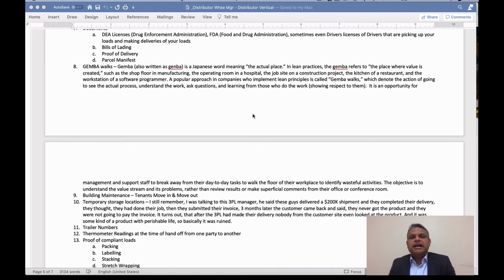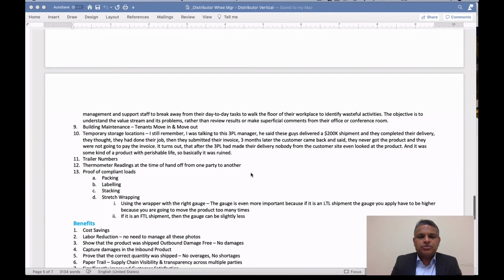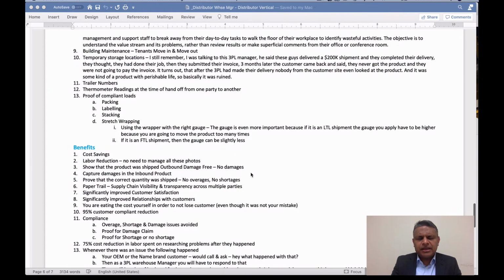Which denotes the action of going to see the actual process, understand the work, ask questions, and learn from those who do the work, right? Showing respect to them. It's an opportunity for management and support staff to break away from their day-to-day tasks to walk the floor of their workplace to identify wasteful activities, right? The objective is to understand the value stream and its problems rather than review results to make superficial comments from their office or conference room.